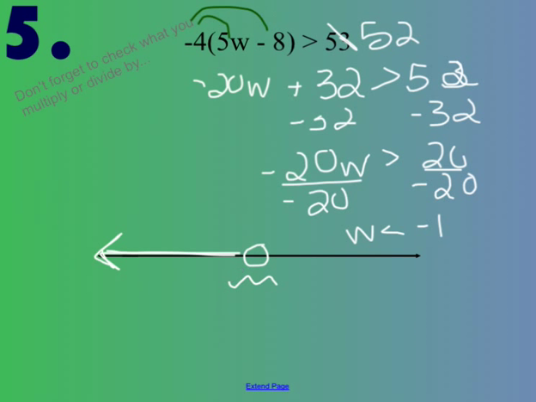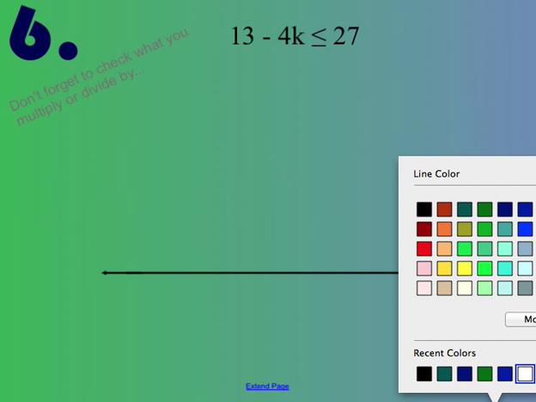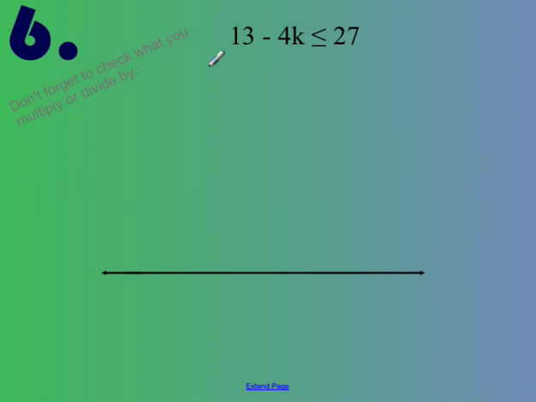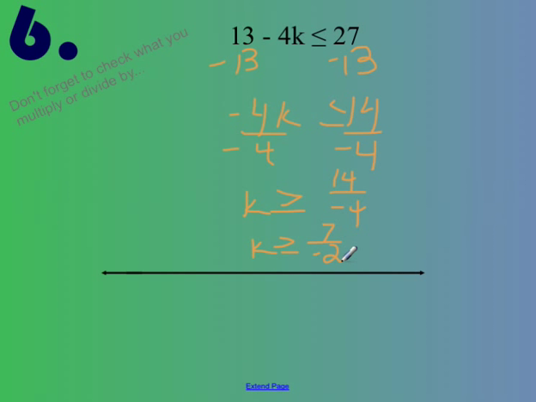Let's take a look at number 6. So for number 6, we want to solve for k. So the first thing I'm going to do is subtract 13 from both sides. Then I get -4k is less than or equal to 14 when you do 27 subtracted by 13. Now I'm going to divide both sides by -4. Again, I'm dividing by a negative number, so I'm going to need to flip my symbol. And then I get 14 divided by -4. Well, that's a fraction that can be reduced, so I'm going to go ahead and reduce that fraction. They're both divisible by 2, so then I have 7 divided by -2, or -7/2.